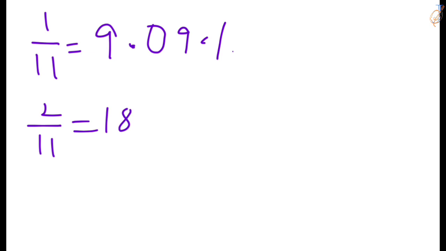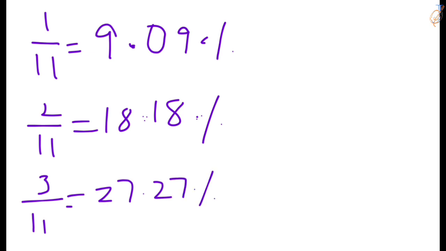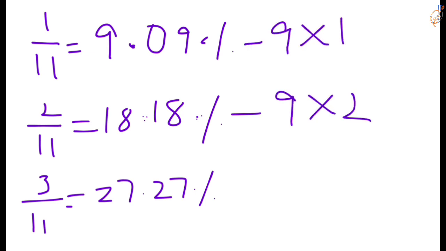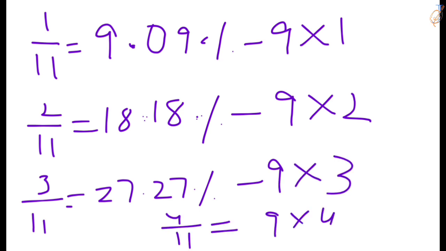Now we'll see 1 by 11. 1 by 11, the value is 9.09%. Then 2 by 11 is 18.18%. After multiplying 9.09 times 2, we get 18.18. Then 3 by 11 is 27.27%. So 4 by 11 is 36.36%. What you are observing here is this is 9 times 1, this is 9 times 2, and this is 9 times 3. And similarly 4 by 11 is 9 times 4. Like that, whenever you see the 9 table, that means it is nothing but 1 by 11.